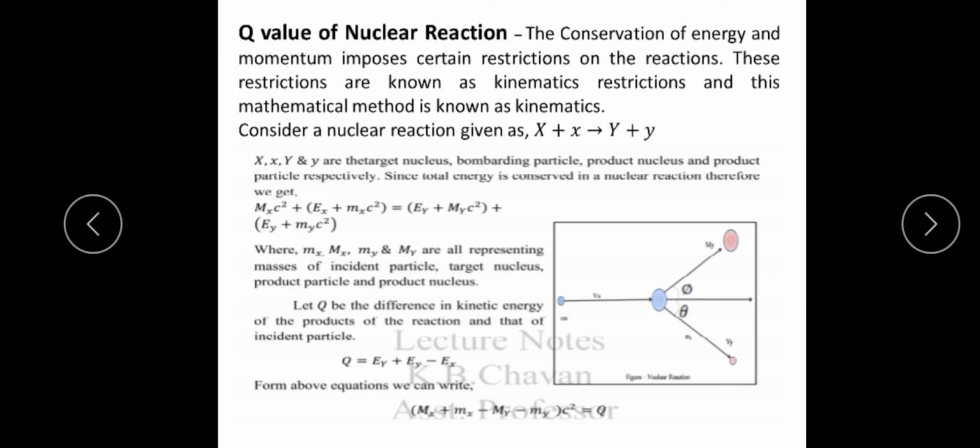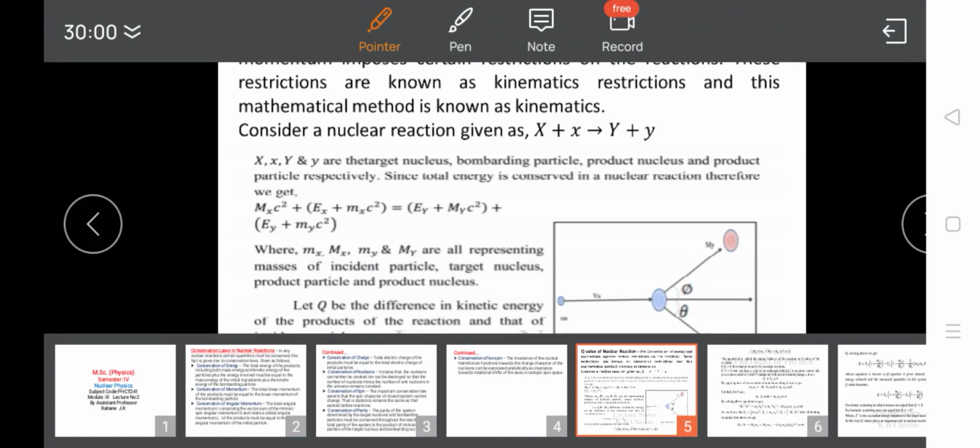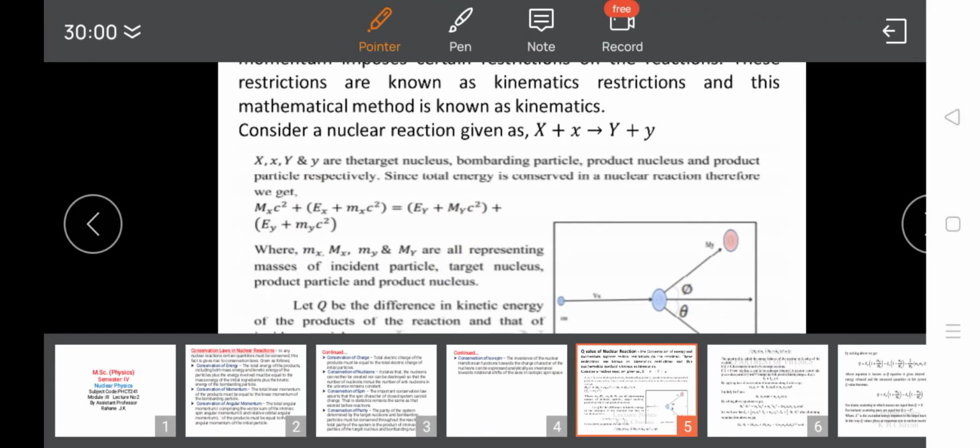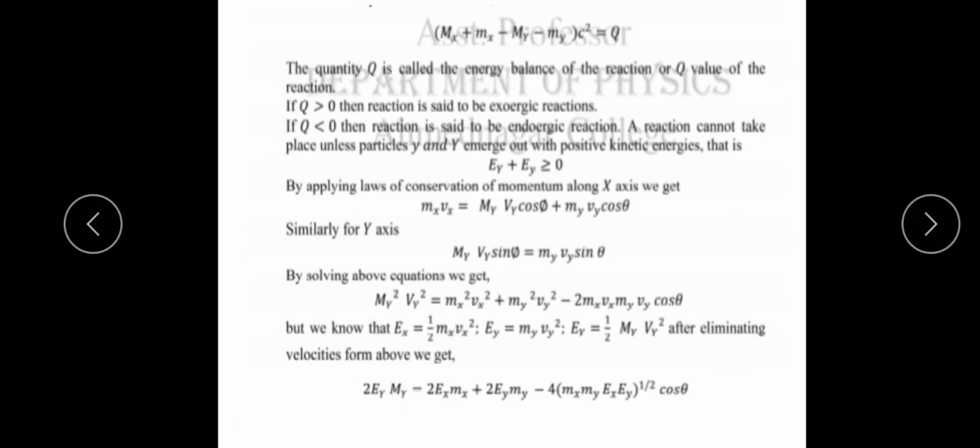Now from the above equation, we can rearrange it. Taking minus E_x to the other side, and the m_y c squared and capital M_Y c squared terms to the left hand side, we get this equation. The masses M_X and m_x will be on the left hand side, only m_y and M_Y go to the left hand side, and E_x goes to the right hand side. Then we get: (M_X plus m_x minus M_Y minus m_y) c squared is equal to Q.